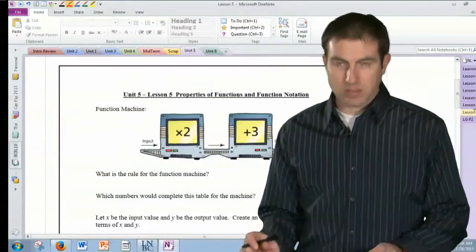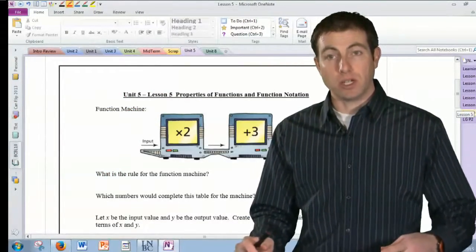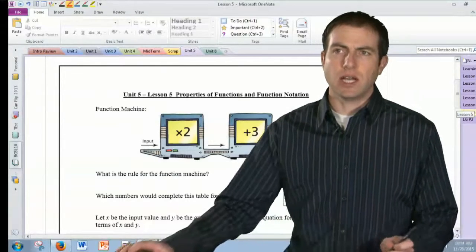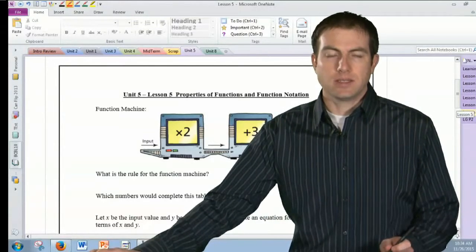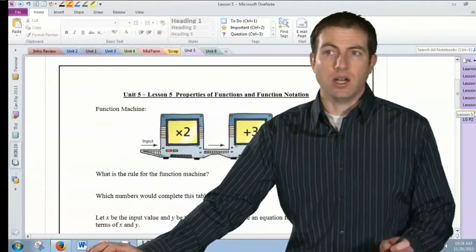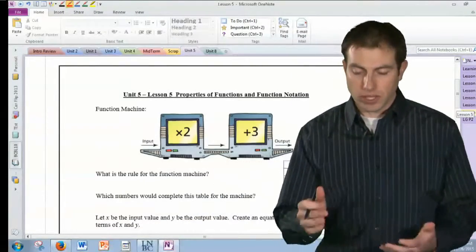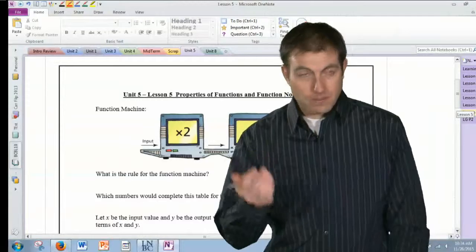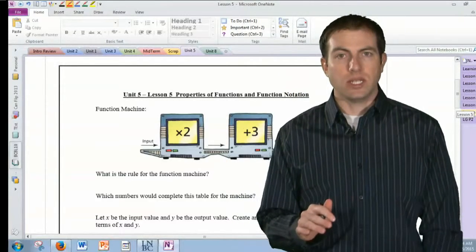So this is lesson 5, and we're going to talk a bit about functions and properties of functions and how we're going to deal with them. And this is the last section of the unit. So we're going to just do this one today.